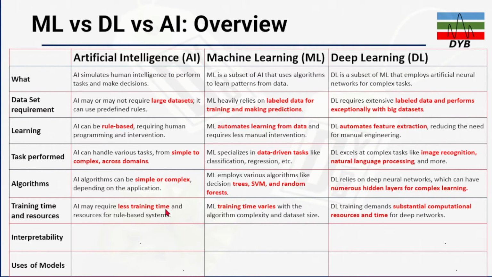For the training time, AI obviously requires less training time. ML is moderate, and DL needs substantial computing resources and time for deep neural networks.